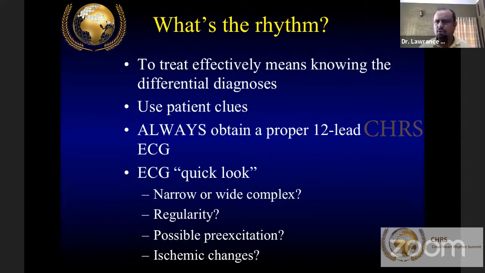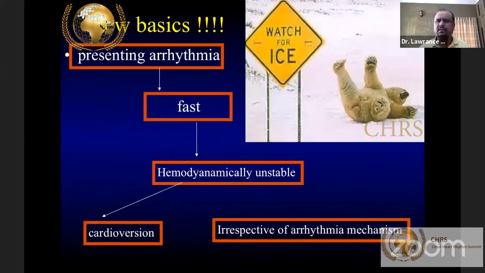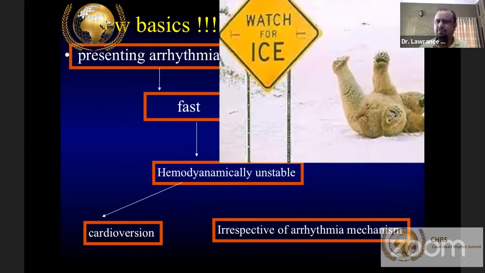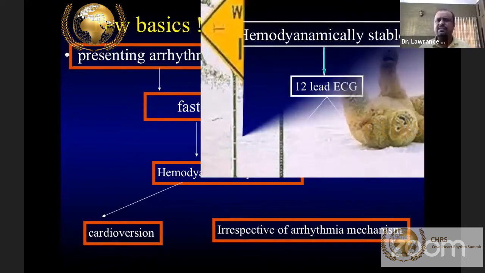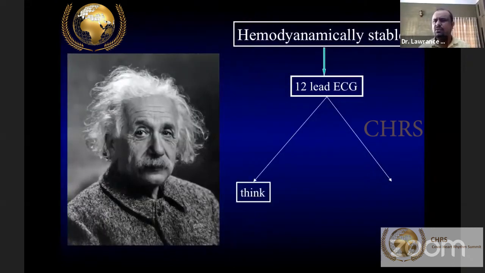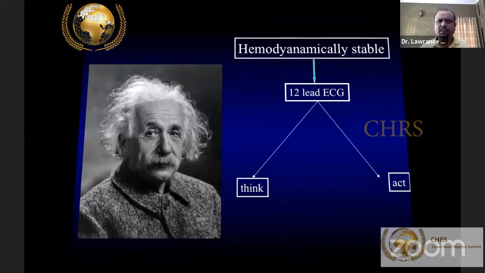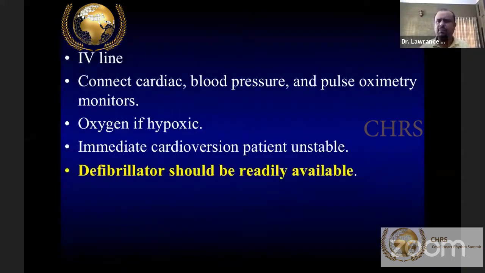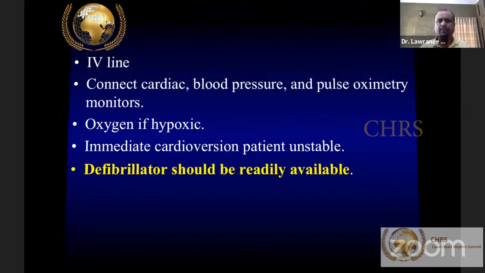If hemodynamically unstable, as I told you, there's no need to look at anything, just cardiovert the patient irrespective of the diagnosis. If the patient is clinically stable, then you have time. Take a 12-lead ECG, you can think and act, and give a drug according to your diagnosis. Whenever you are dealing with an arrhythmia, have a proper IV line, connect cardiac monitors, give oxygen if required, and do immediate cardioversion if the patient is unstable. Even if you are not going to cardiovert, keep a defibrillator close by. Don't run to the defibrillator when the patient has developed a serious arrhythmia.